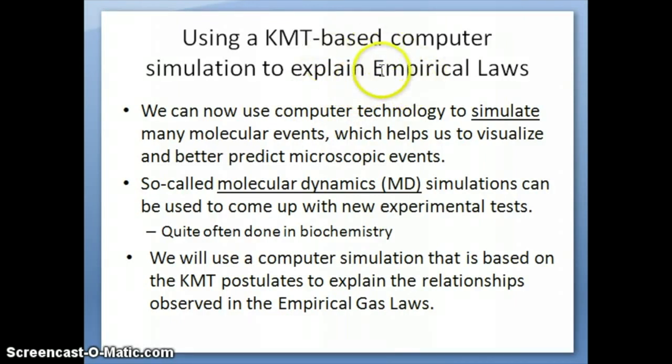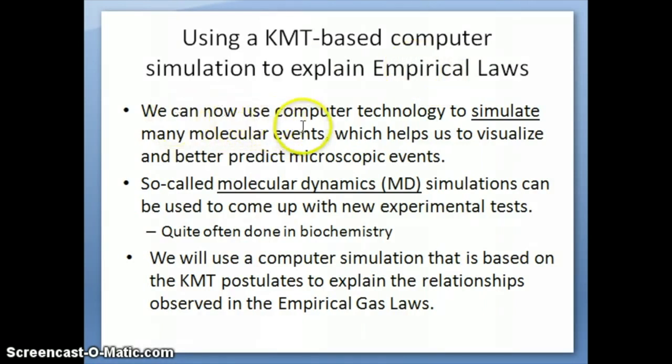What I want to do in this video is to have you go through a particular simulation that's based on the kinetic molecular theory. See that the simulation allows us to explain the relationships that are observed in the empirical laws, okay, Boyle's law and so on.